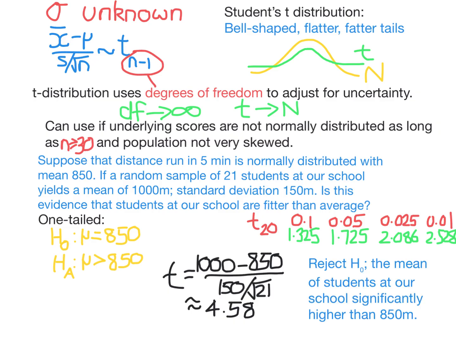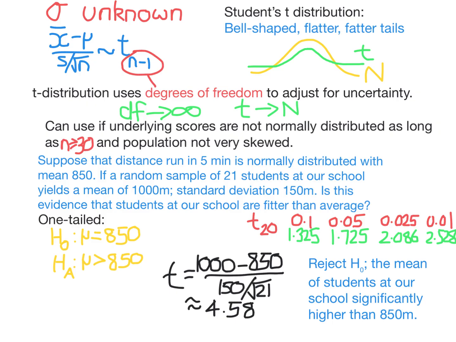So we can conclude that the mean distance run in 5 minutes of students at our school is significantly higher than 850. But that actually doesn't answer the question whether or not they're fitter than average. This is not a question we really can answer with statistics without a proper definition of fitness. This is the limitations of statistics. We can only answer the question about data that we have, so we can only talk about the distance run, not necessarily who is or isn't fitter.